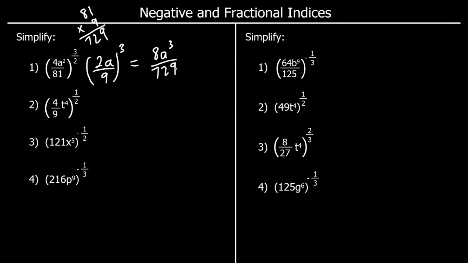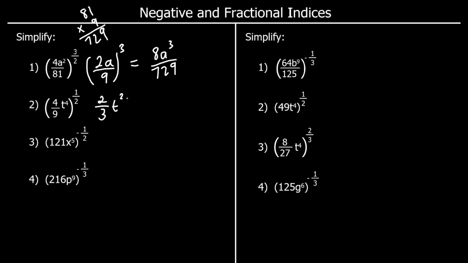Question 2, 4/9 t to the power of 4, all to the power of a half. What we can do with this is do it separately. So square root the 4/9, which is 2/3. And when we have powers in a bracket, a power to a power, we can just times the powers. So 4 times a half is 2. So we've got 2/3 t squared.